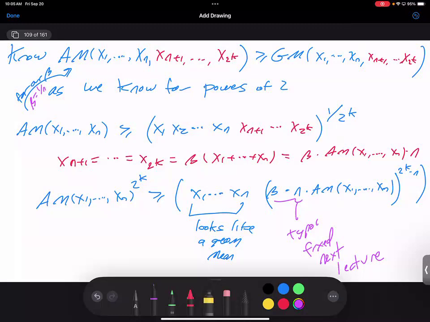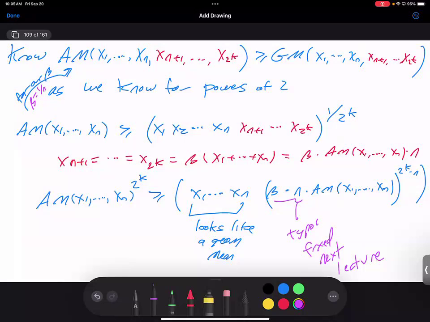And so now we have the arithmetic mean of x1 through xn is greater than or equal to the product of x1 through xn times x(n+1) through x(2^k), and then we have to take the 1 over 2^k root of that, because that's the arithmetic mean, geometric mean. Okay, well, we put in what we know for the values of x(n+1) through x(2^k), which is going to be beta times the sum.